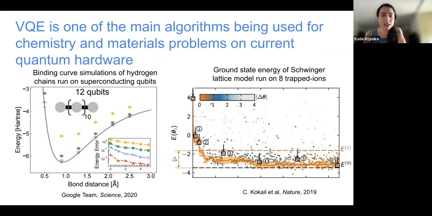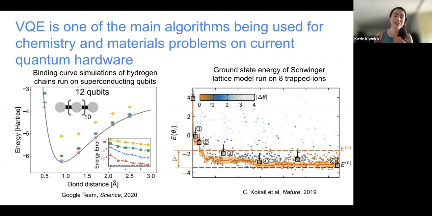As some proof of that, these are some recent, high profile papers that utilize this type of algorithm to look at energies for small systems. These are hydrogen chains that Google looked at, and they used 12 qubits. This is a lattice model, the Schwinger model, that another group looked at using trapped ion qubits, only 8, but they could get not great, but reasonable approximations to the ground state energies using these systems.